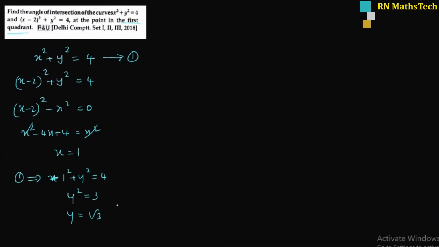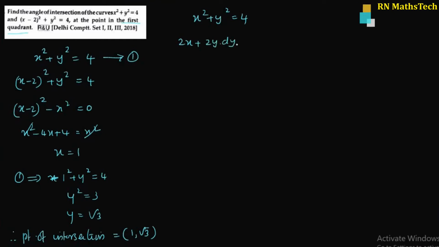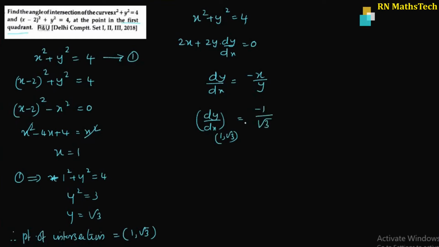Now point of intersection is therefore 1 comma root 3. Okay, now derivative of x square plus y square equal to 4: 2x plus 2y into dy by dx is equal to 0, or dy by dx is equal to minus x by y. Now dy by dx at the point 1 comma root 3 is equal to minus 1 by root 3, slope of the tangent.